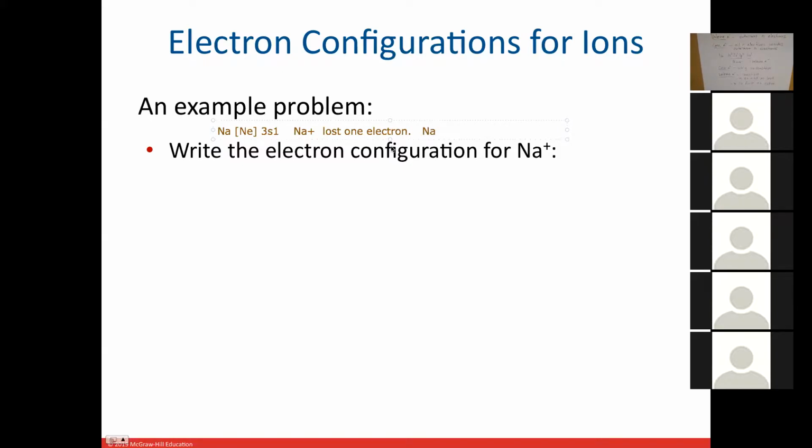So sodium plus, its electron configuration becomes neon. Or if you want, 1s2, 2s2, 2p6, right? And so a lot of main group elements get noble gas configuration as an ion.